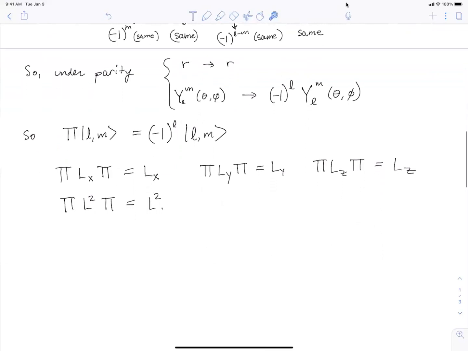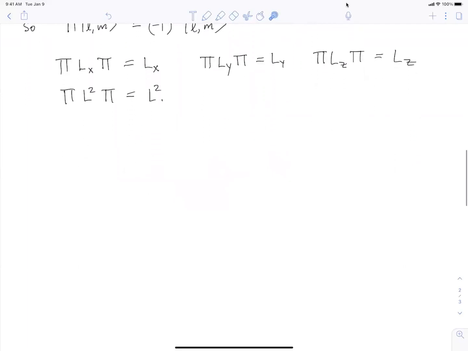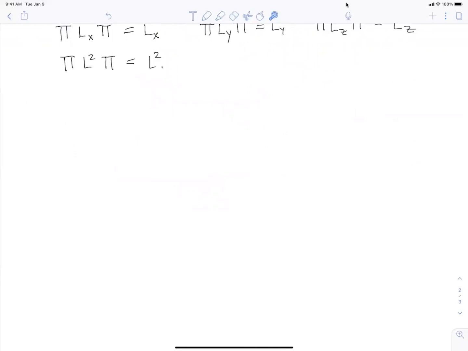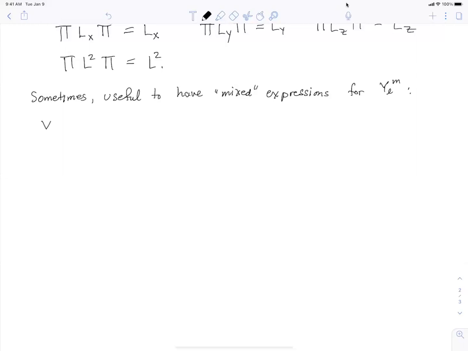Okay, last time we also wrote down some of the lowest few spherical harmonics. I wanted to comment that sometimes it's useful to have mixed expressions for the YLMs. I'll explain what that means in a second. It's probably easiest to just give an example. Consider Y10. That was the square root of 3 over 4 pi, to get all the normalization, times cosine theta. But in spherical coordinates, we can write that as z over r.